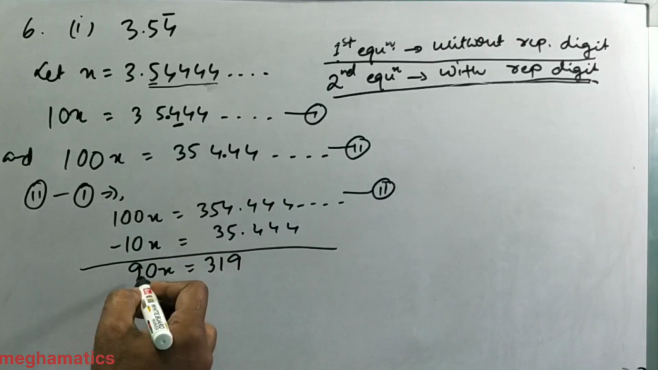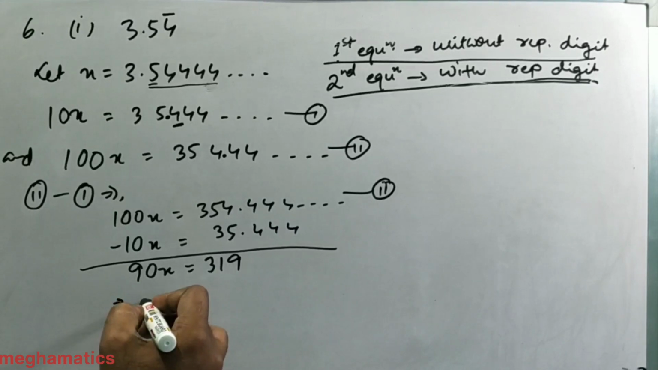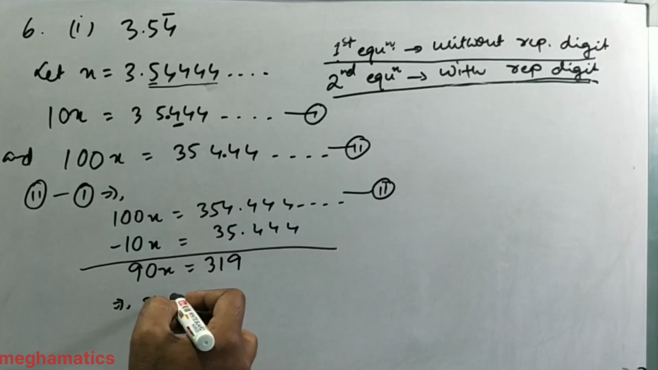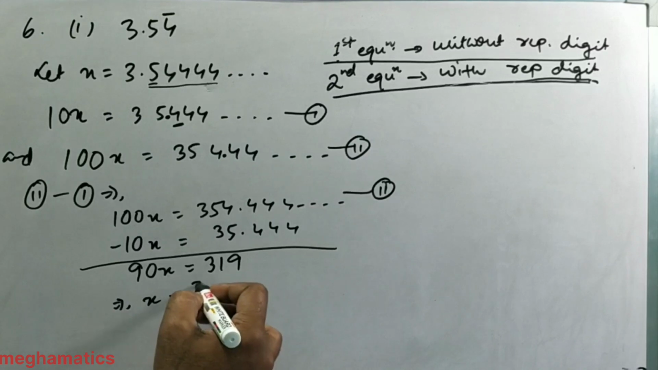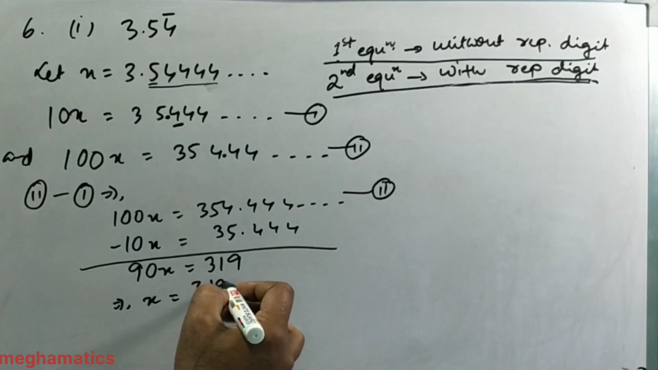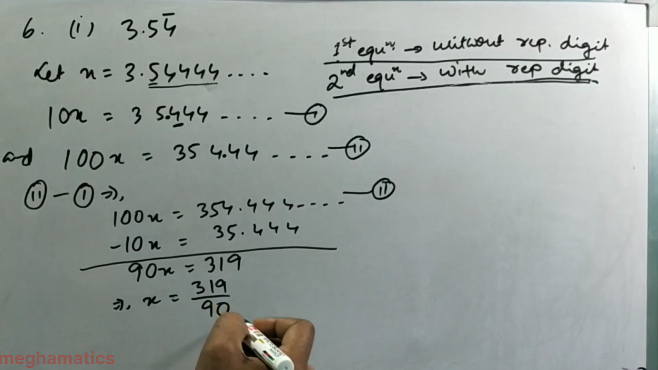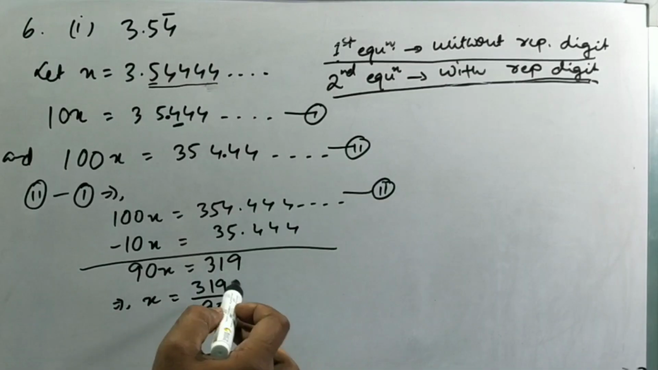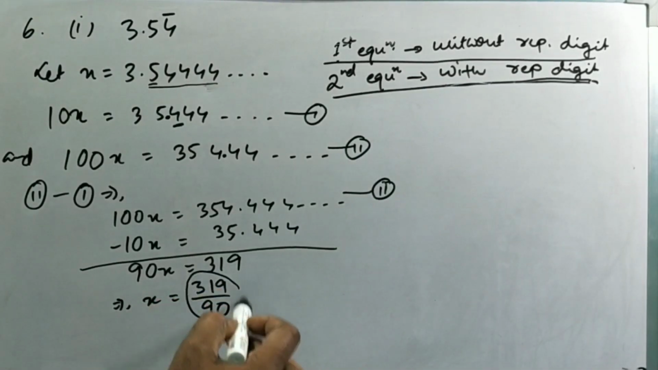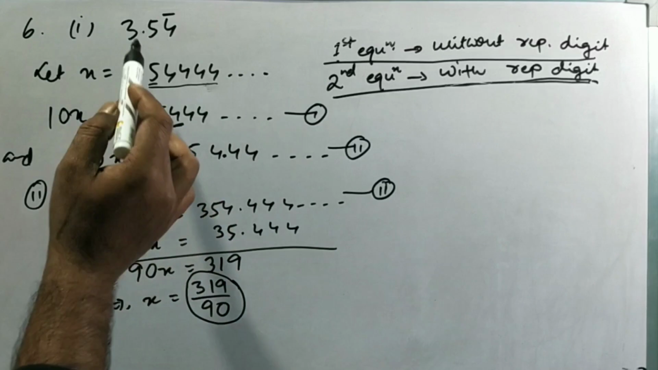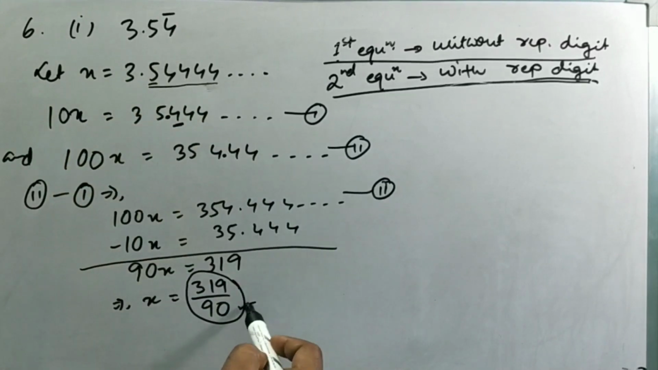Now since 90 is multiplied with x, if we put this 90 on the right hand side, then it will be divided. That is 319 divided by 90. So this is the fraction which we get when we convert 3.54 bar, we'll get this.